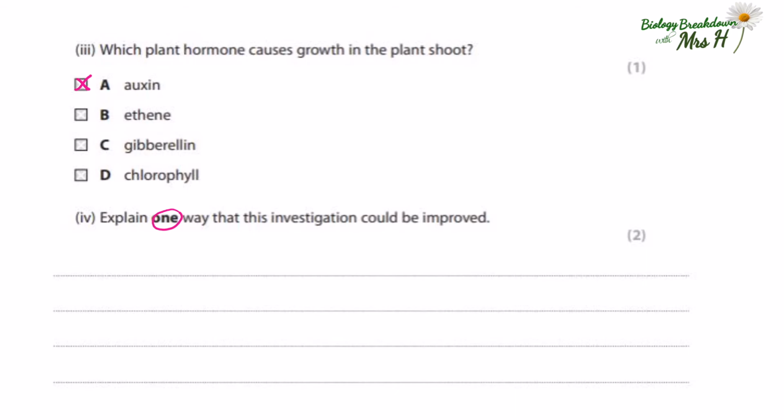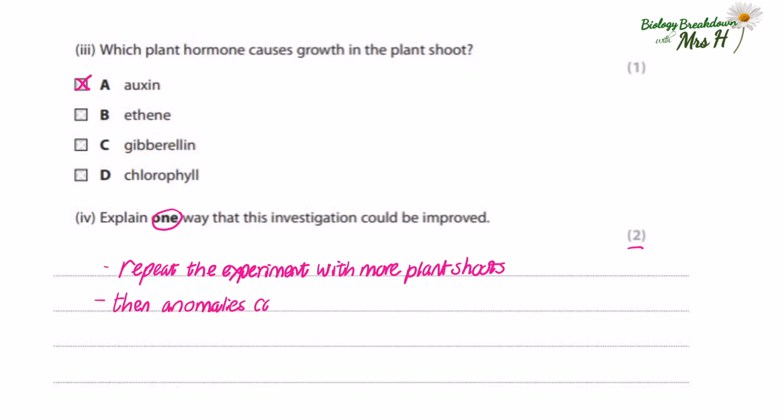Well, the best one that you could say here is that you can repeat the experiment with more plant shoots. And the reason you want to do that is because you need to identify anomalous results. So identify anomalies. Then you can remove those anomalies when you calculate a mean, and that will give you a more valid answer.